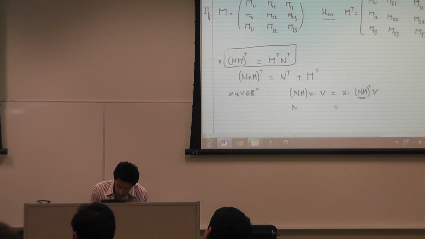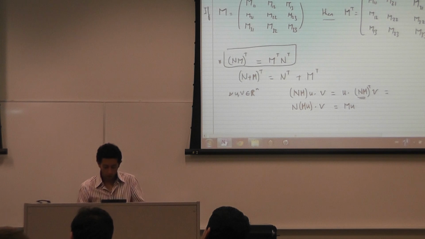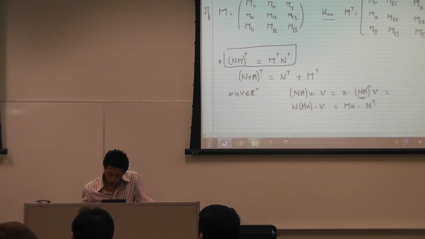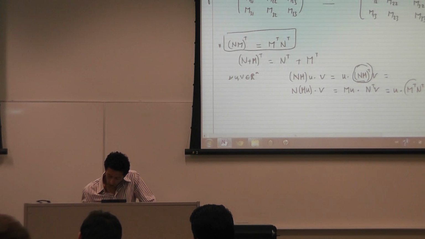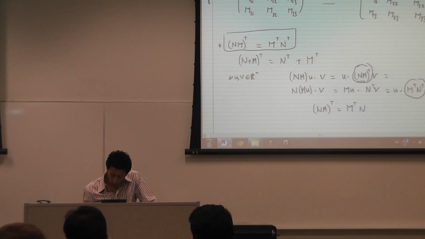Well, I know that NM u dot v, from the definition of the transpose, is equal to Mu dot N transpose v, which also from the definition of transpose is equal to u dot M transpose N transpose v. Therefore, this matrix is equal to this matrix. So (NM) transpose is equal to M transpose N transpose.